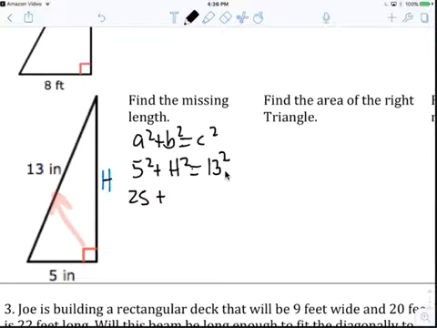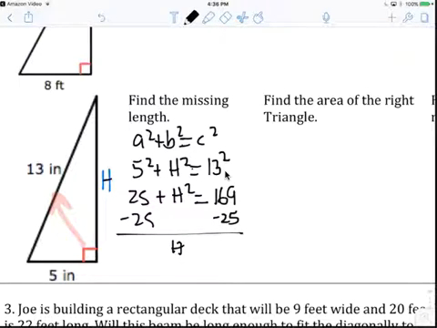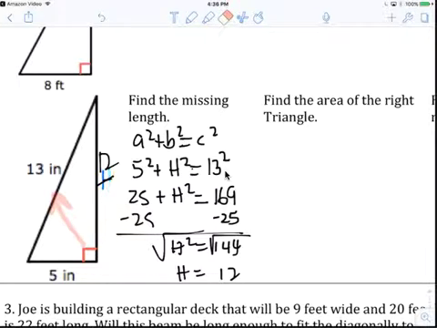25 plus H squared equals 169, I believe, minus 25, minus 25. You get H squared equals 144. Square root, H equals 12. So this height right here is 12. So that is 12.